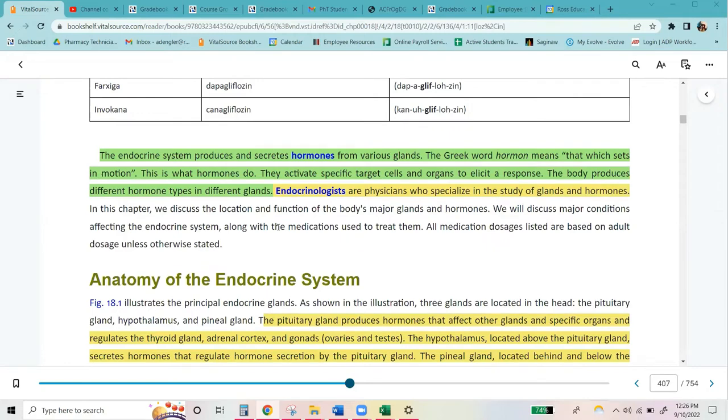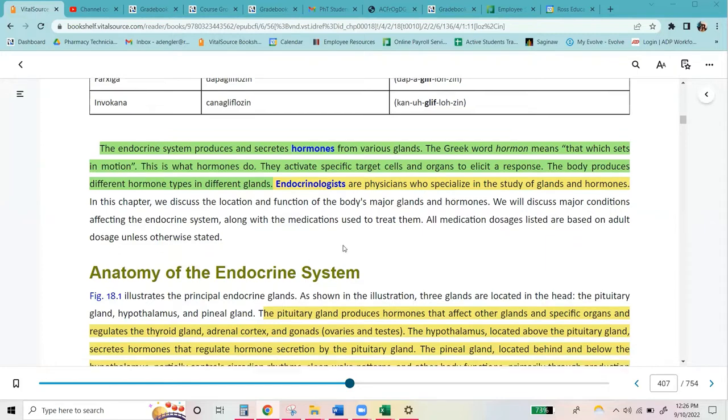The endocrine system produces and secretes hormones from various glands. The Greek word hormone means that which sets in motion. This is what hormones do. They activate specific target cells and organs to elicit a response. The body produces different hormone types in different glands. Endocrinologists are physicians who specialize in the study of glands and hormones.